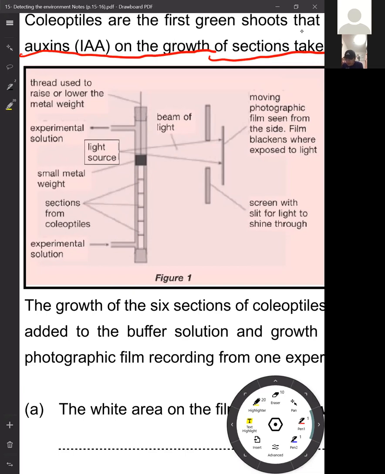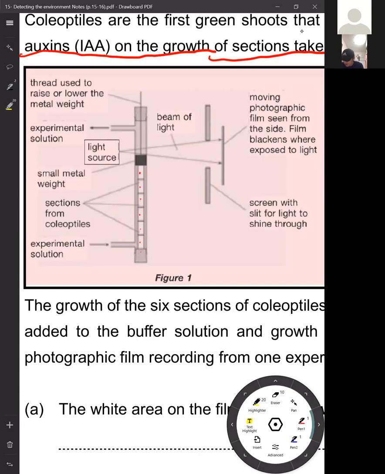Another question is, by your knowledge, you know the coleoptile would grow up. So the coleoptiles are here, right? You need to have the ability to predict what will happen to the setup. Each of them will become slightly longer. This would push up the metal weight. But how does it correlate with the film? This is the most difficult information.